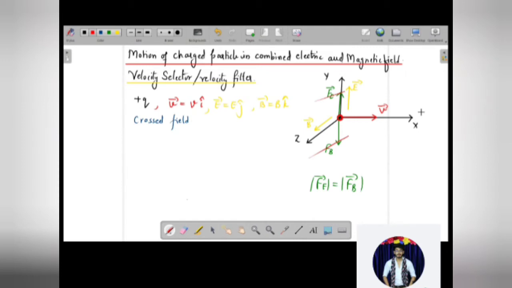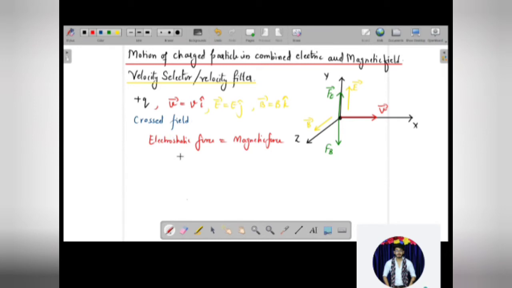But how to set this now? Supposing you want a beam of 5 meter per second velocity charged particles to come out. How do you set your magnetic field and electric field? Let us find that out. My intention is to make the electrostatic force and the magnetic force equal to each other, so let's equate them. I want my electrostatic force to be equal to the magnetic Lorentz force.